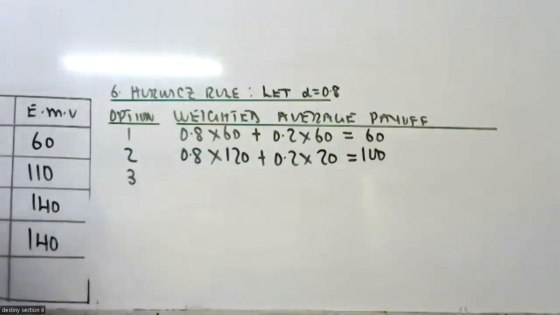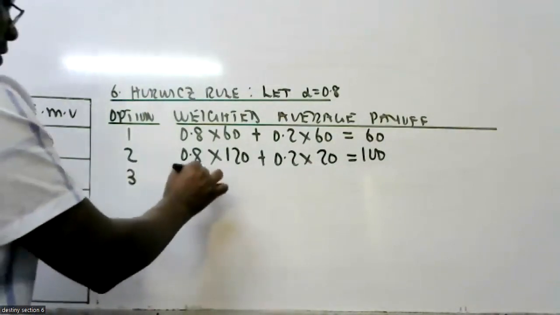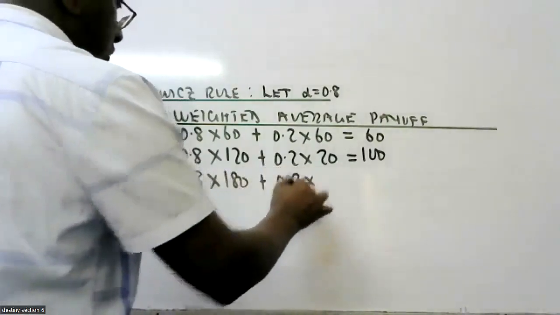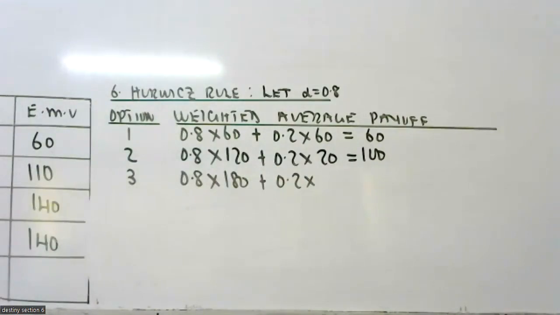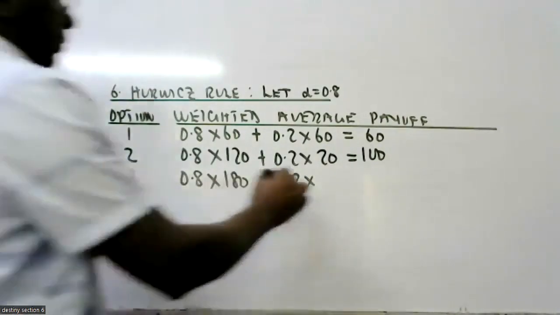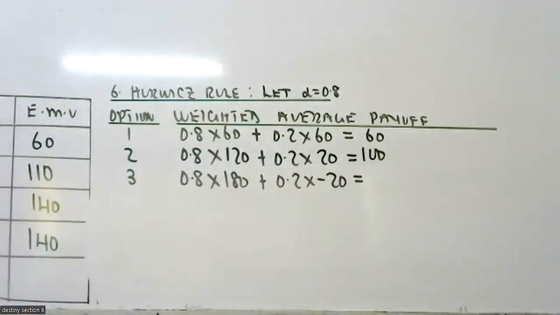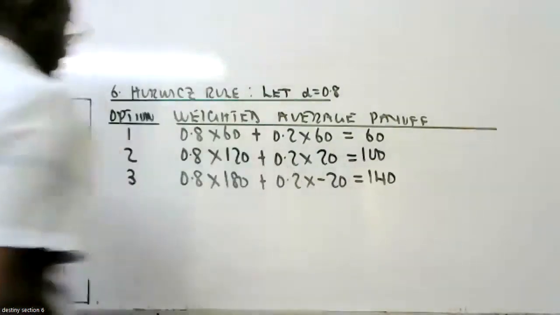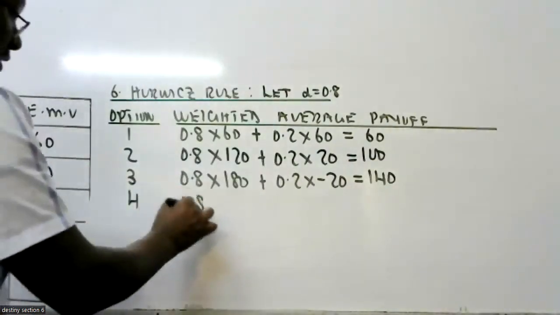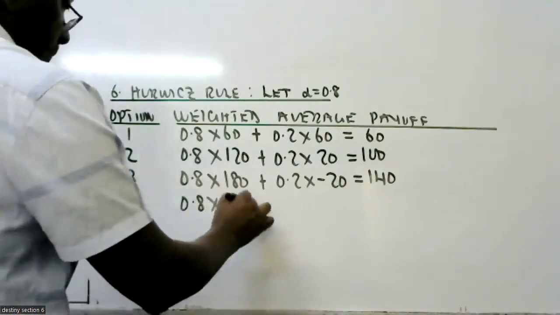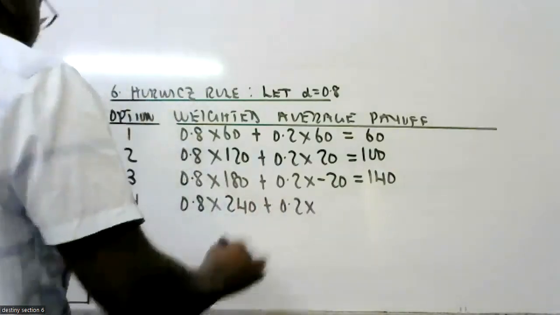Then number three, you get 0.8 times the best. The best is 180 plus 0.2 times the worst. The worst there is minus 20. You get 140. Then number 4, the alpha is 0.8 times the best there, which is 240, plus 0.2 times the worst there, which is minus 60.